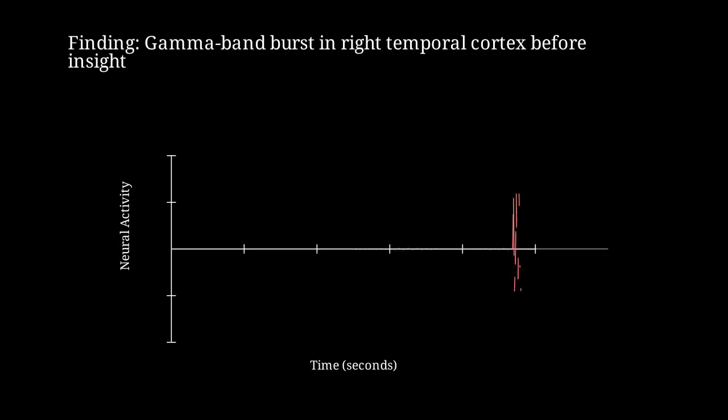This graph shows neural activity over time. Notice the baseline activity in blue, then suddenly at around 3.5 seconds, there's a massive gamma band burst in red. This is the neural signature of insight, the moment of breakthrough. These findings help explain a well-known phenomenon in creative problem solving, the incubation effect.